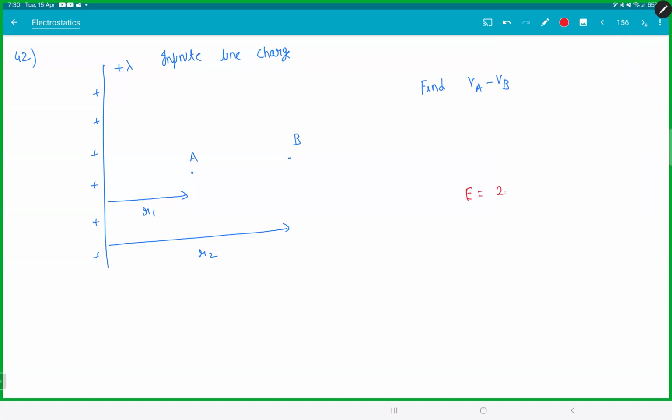What to do? What is the field here? The field due to an infinite line charge is 2kλ/r. So Va minus Vb is minus the integral of 2kλ/r dr. A is final, B is initial, so this is from R2 to R1. This will be minus 2kλ ln r, with limits going from R1 to R2. That gives 2kλ ln(R2/R1). Easy. But you should know the field due to an infinite line charge and this relation, and you're done.